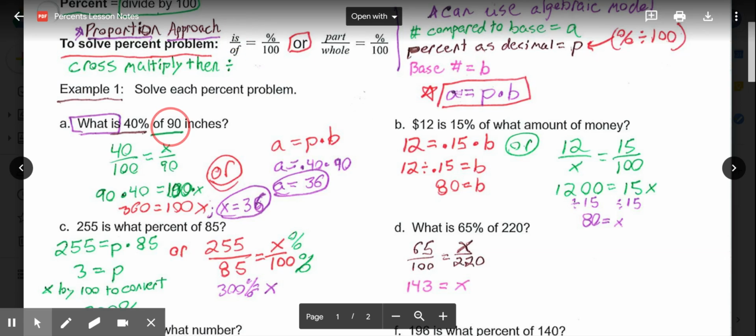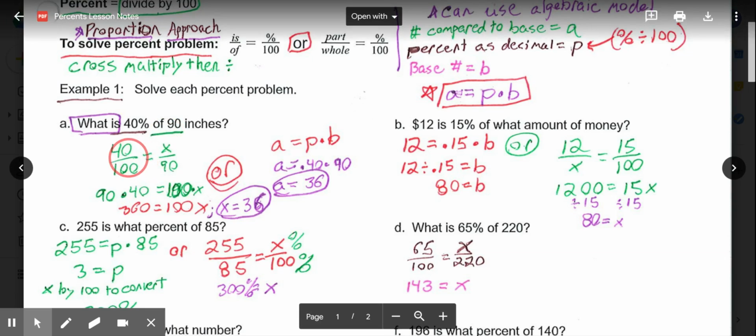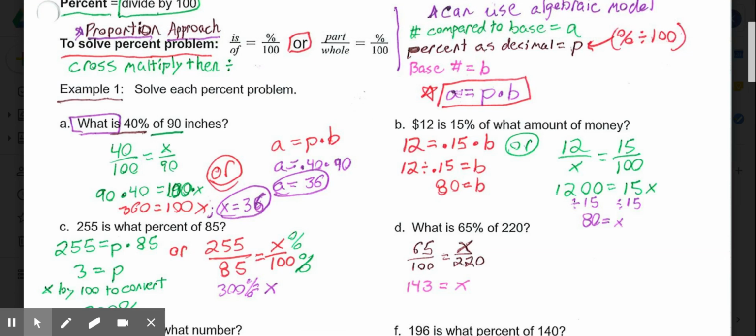And then they gave me of 90, so of was 90. So my is over of: x over 90. So our variable is x, of 90 gave me the of, and then 40 over 100. Then we're going to cross multiply and divide. So 90 times 40 is 3600. Divide by the 100, and we would get x equals 36.